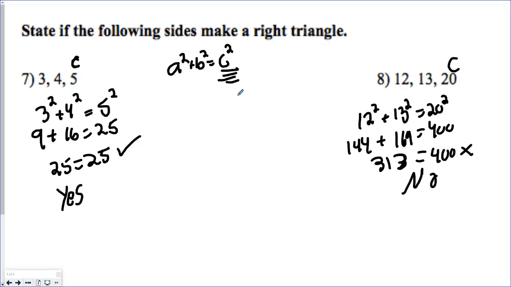So that wraps up this video. Again, just remember the Pythagorean theorem and how to plug in the numbers, and especially know that C is your hypotenuse and how to find it in a picture or a diagram or a word problem. As long as you can figure out what that C is, then you should be set.